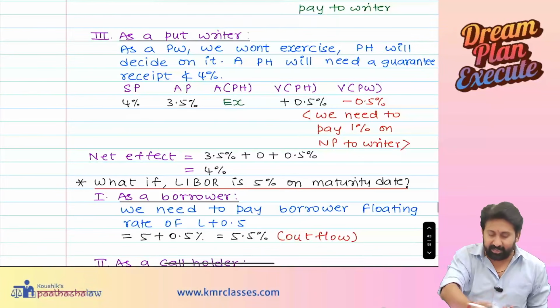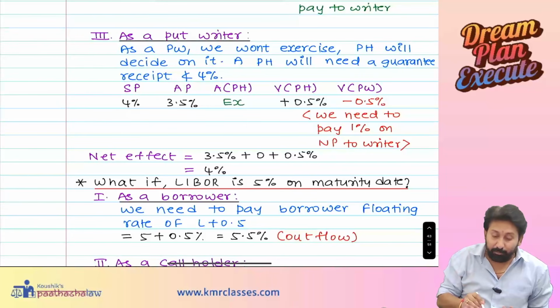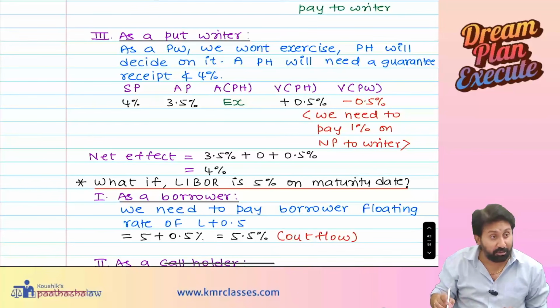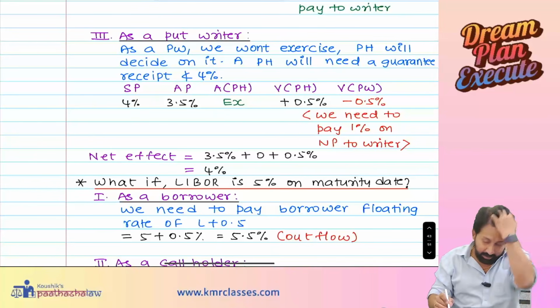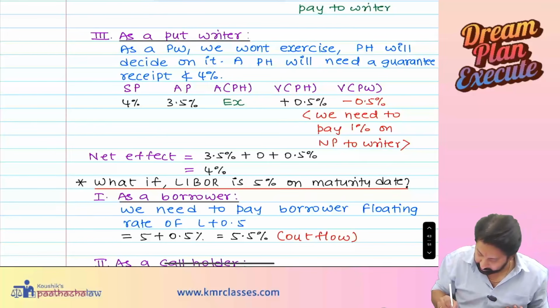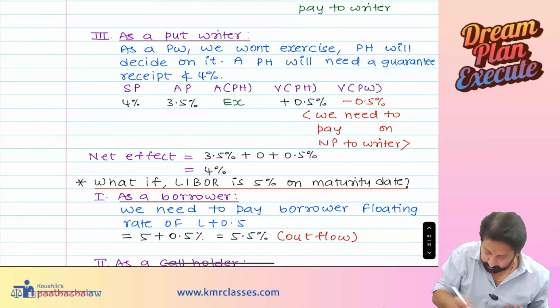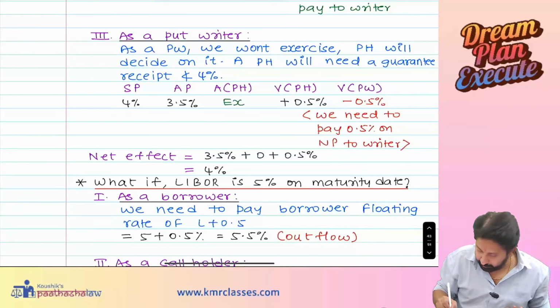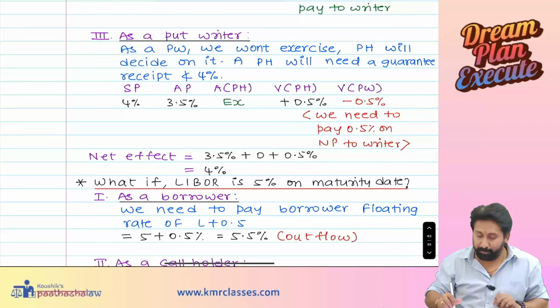As a put writer, put holder, let us see. Put holder's SP is 4, AP 3.5. He has a right to sell interest at 4, which can be sold in the market only at 3.5. He will exercise and he will get a gain of 0.5. I should bear that loss. My loss is minus 0.5%. We need to pay 0.5% on net payoff to the writer.